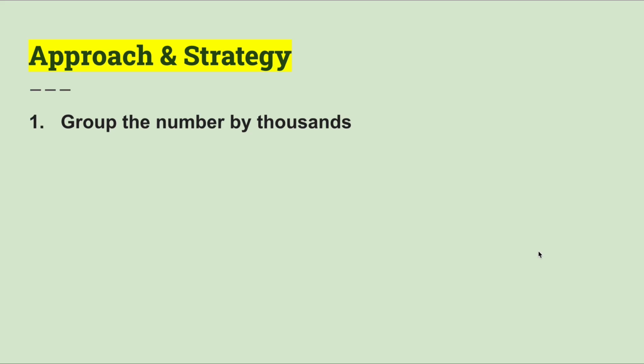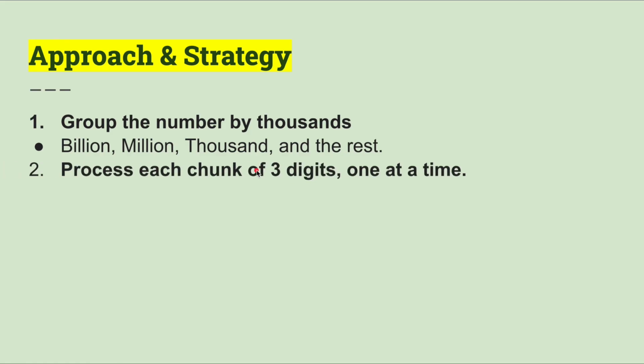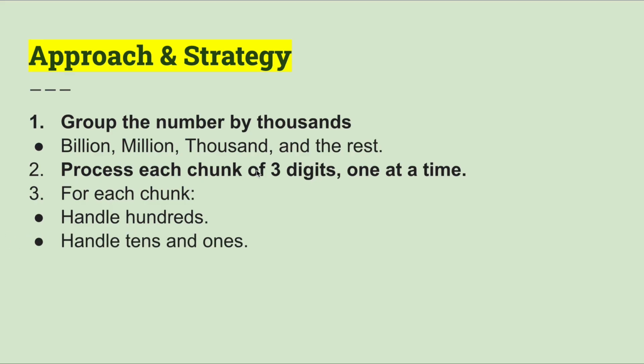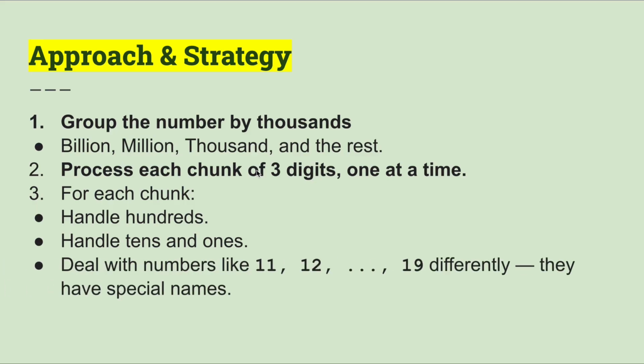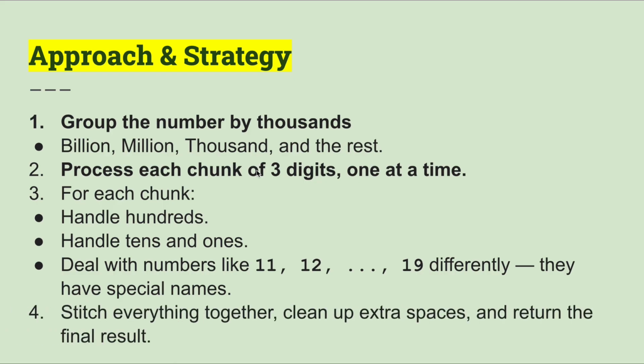So let's first break down our strategy. First we group the number by thousands, meaning billions, millions, thousands and the rest. Then we process each chunk of 3 digits one at a time, and for each chunk we handle hundreds, tens and ones, and deal with the special numbers from 11 up to 19. Then we stitch everything together, clean up extra spaces, and return the final answer.